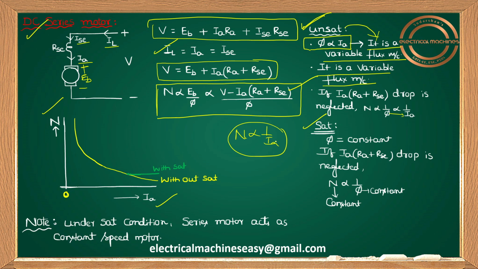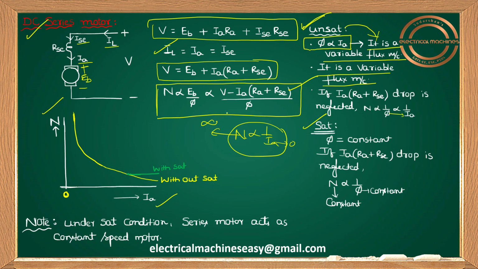If IA value is 0, tell me what the N value is. Infinite. That's the reason why, whenever IA is 0, the curve does not touch the y-axis. This value is coming from infinity. And as usual, N is proportional to 1 by phi. So as IA increases, N value reduces. You are going to get a rectangular hyperbola curve.